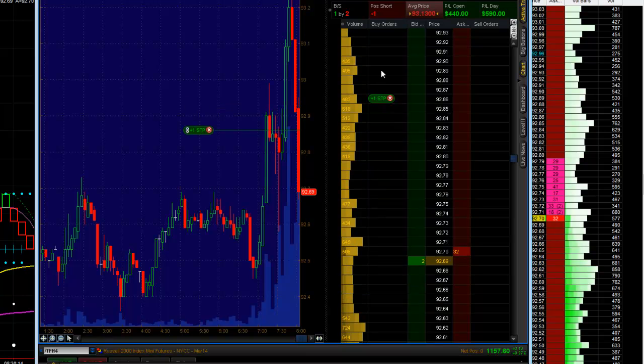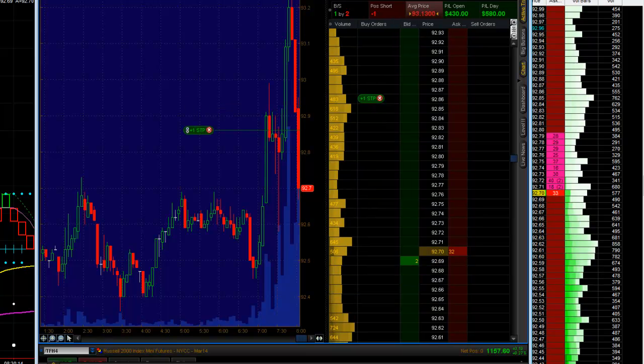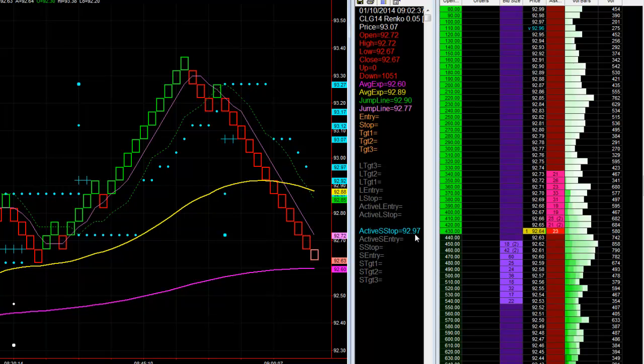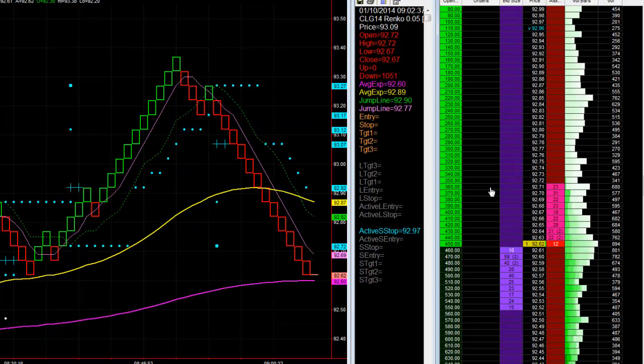286. I call this power trading. It's where you trade the same instrument with different strategies. It's a different type of diversification. 92.97. Got to move this one down.